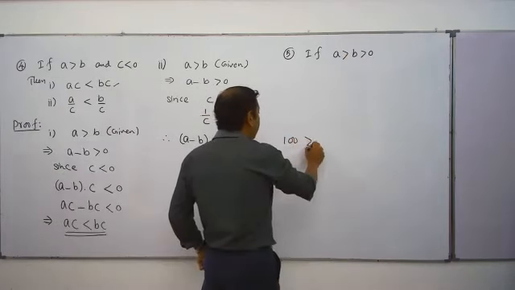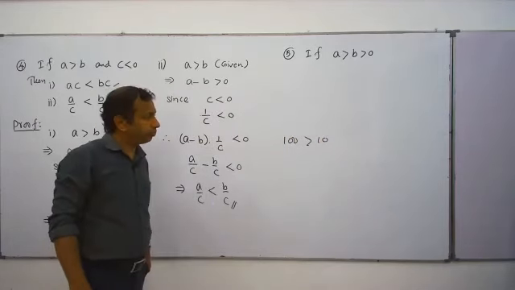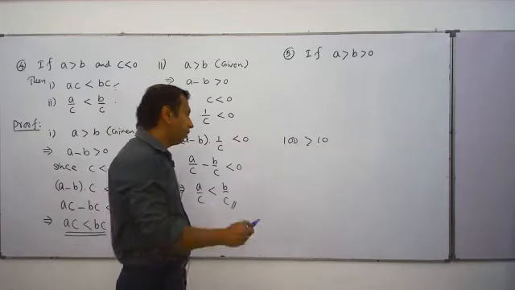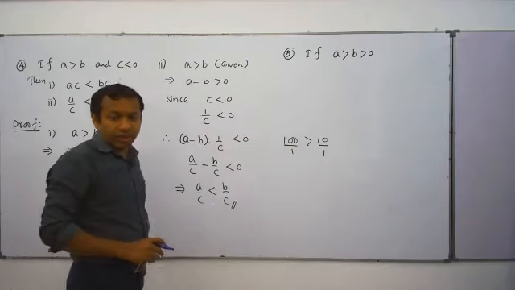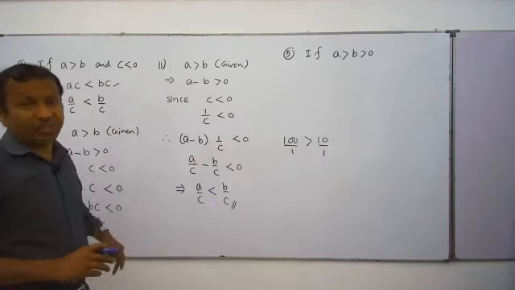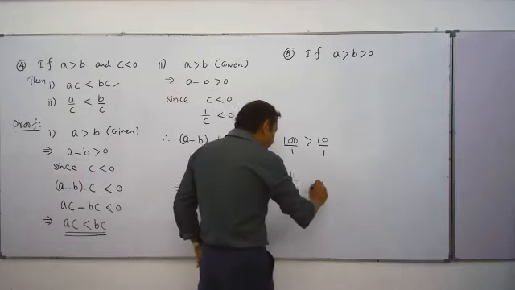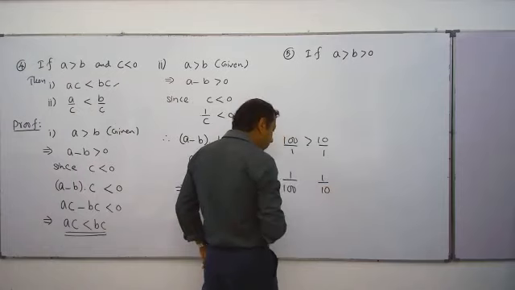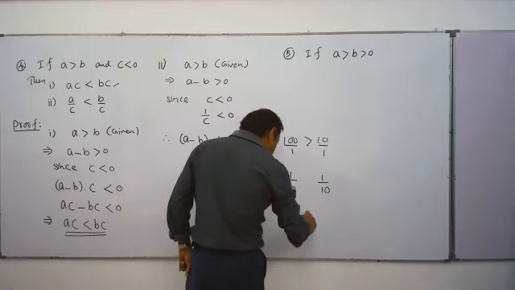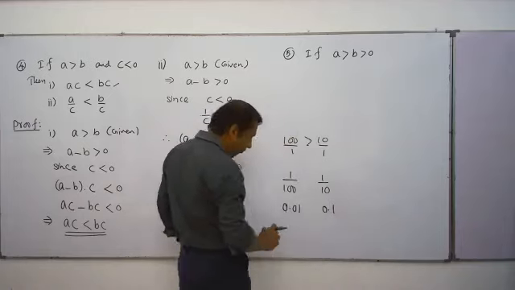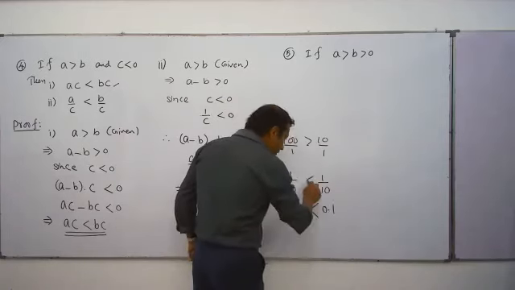For this, we can take a simple example like this here. 100 greater than 10. Both are positive values, right? People, this 100 means 100 by 1, no? 10 means 10 by 1. Now I take the reciprocal on both sides. Left hand side reciprocal going to be 1 upon 100. Right hand side it is 1 upon 10. 1 upon 100 means what? 0.01. 1 upon 10 means 0.1. Now out of these two, what is bigger? 0.1 is bigger.